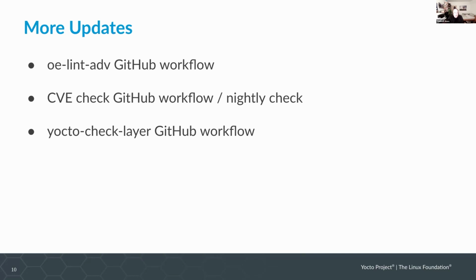And also we have a Yocto check-layer GitHub workflow. So with every pull request, we are checking if we are messing up something.